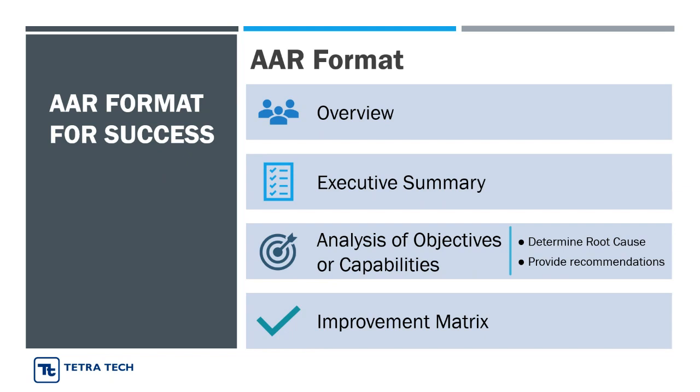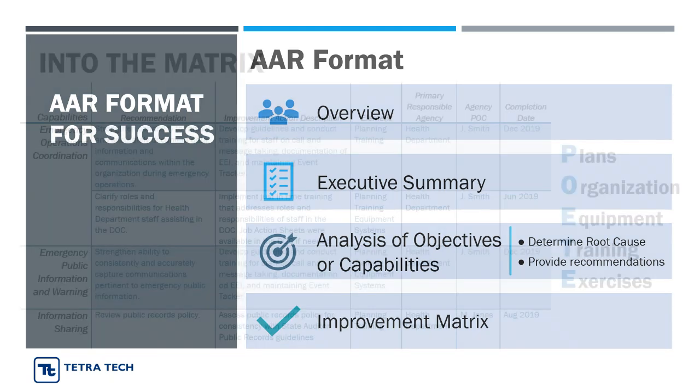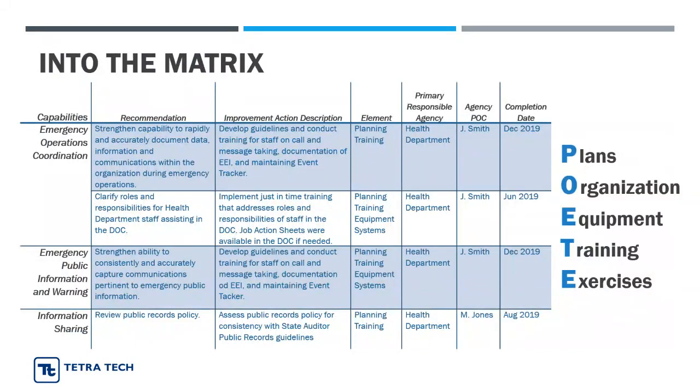And finally, we have this thing called the improvement matrix. The improvement matrix. Let's go ahead and go to the matrix here and I'll explain that. So I hope you can see this graph that's here, this matrix that's laid out. I'll walk you through it. It's a great tool, especially if you're the person who's responsible for monitoring and implementing the corrective actions.